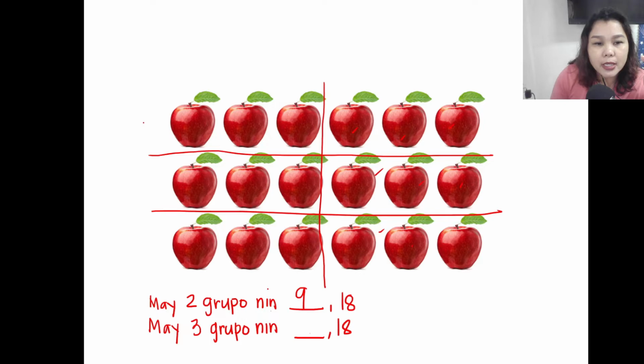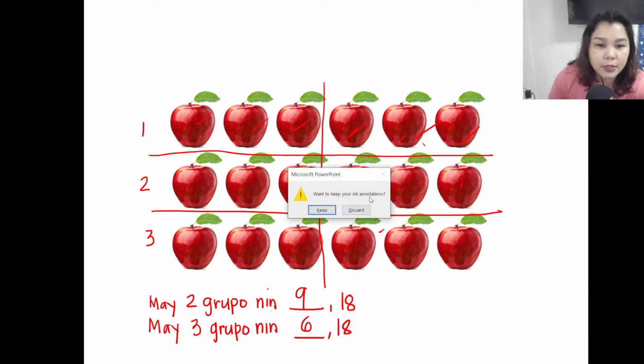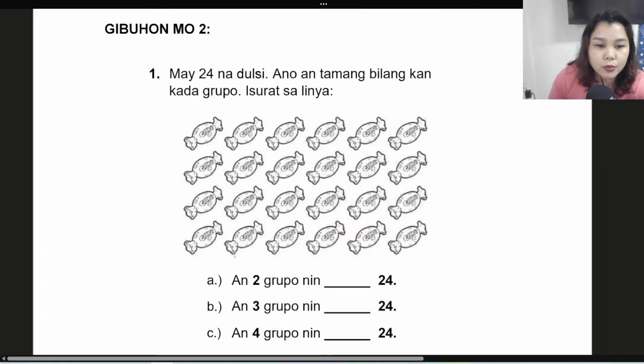Okay, kapag nakagrupo na, we now have 3 groups. So, pira ang laman sa kada group. So, let's count. 1, 2, 3, 4, 5, 6. So, pwede siyang may tulong grupo ng 6, 18. And we can have more than 2 of these expressions. So, that is what you have to do for Gibuhon 2.